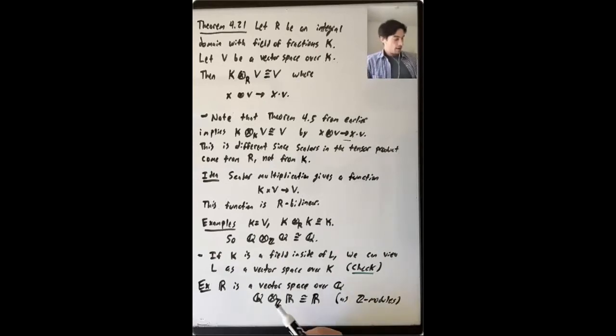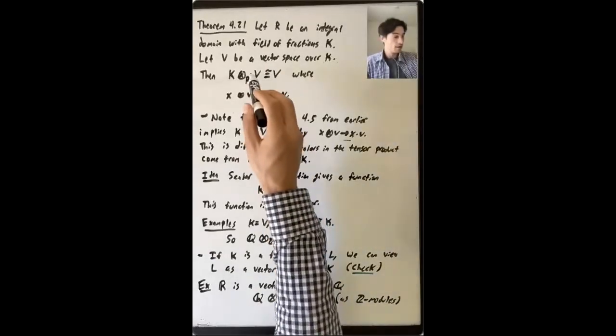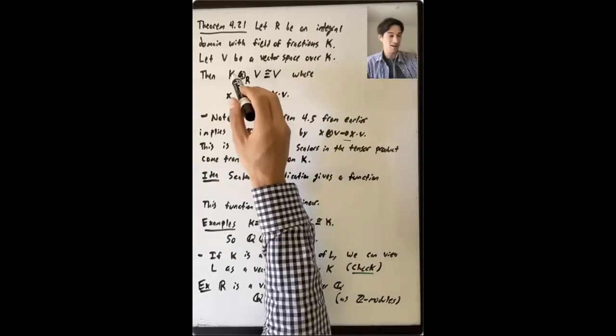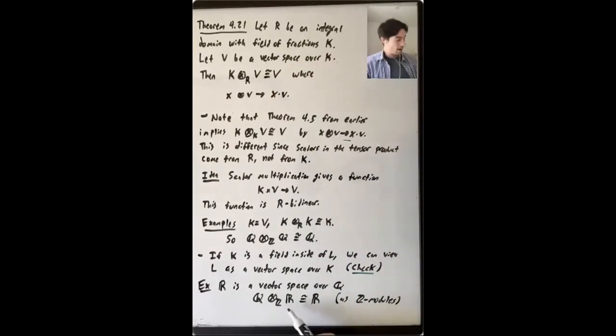So you can take things like Q tensor R and see that this is isomorphic to R. R is playing the role of V here, and K is playing the role of Q. This is an isomorphism as Z modules. OK, I'm going to pause and erase, and then I'll talk about some final properties of tensor products that you may want to use at some point.